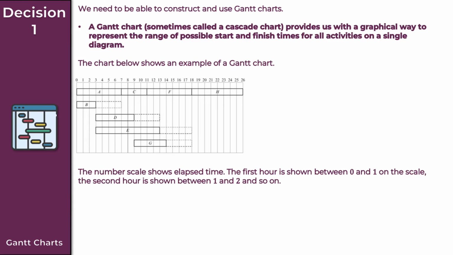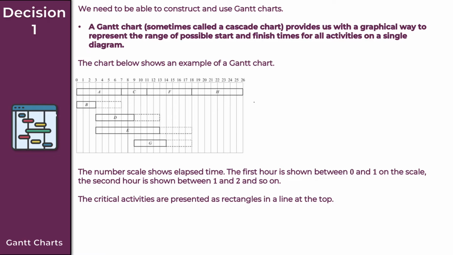Now the number scale shows elapsed time, so the first hour is shown between 0 and 1. As you can see here, the second hour is shown between 1 and 2, and so on. You get the idea. Now the critical activities are presented as rectangles in a line at the top, so that's this line here. So as we can see then, for this project here, the critical activities are A, C, F, and H, okay?